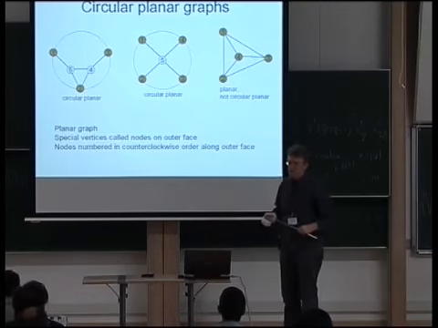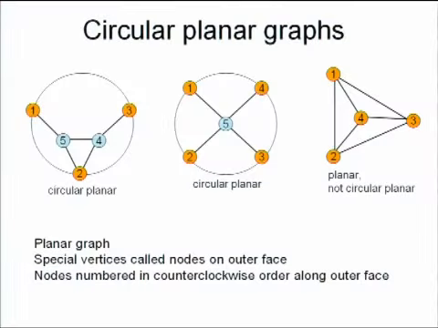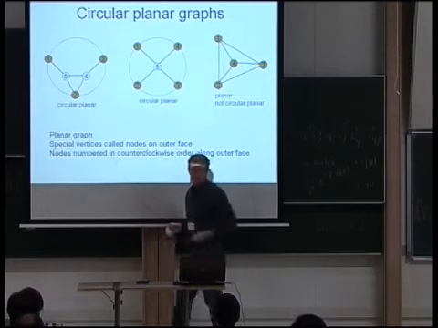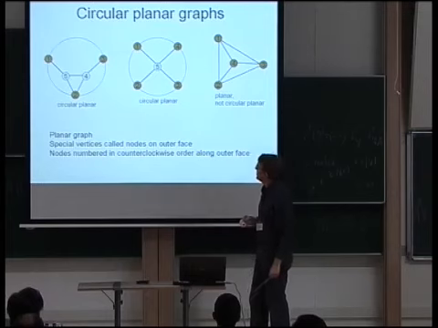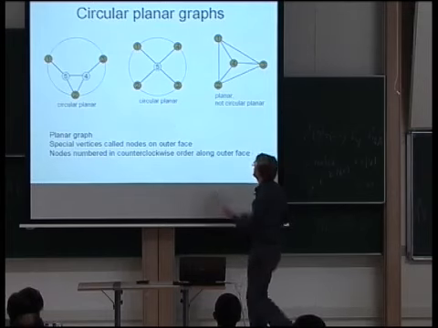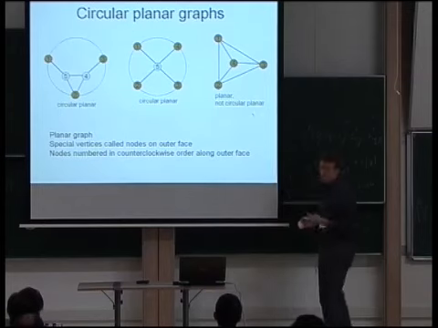Okay, so the assumption that we make is that the graphs are circular planar, which is to say that they can be embedded in the plane such that all the distinguished nodes are on a circle and everything else is inside the circle. So these 2 graphs are circular planar. This one from the previous slide is planar but not circular planar.